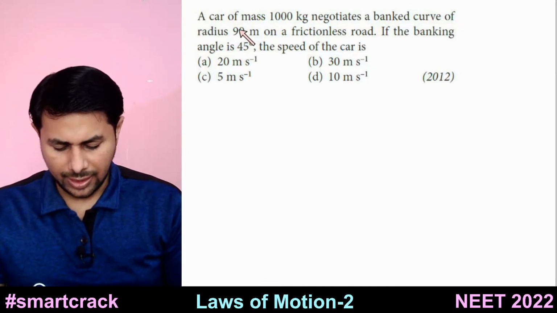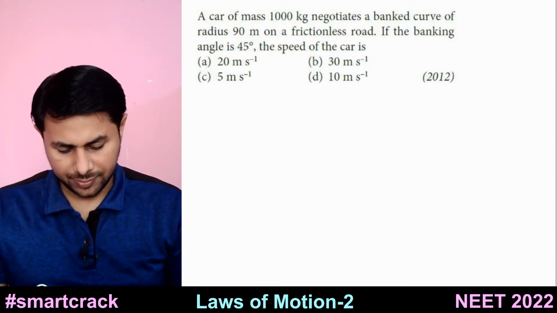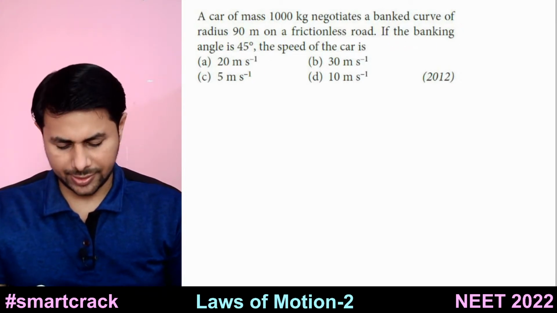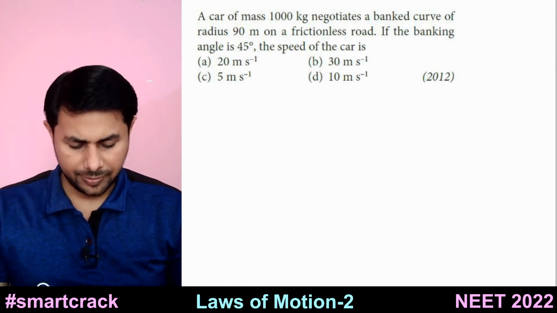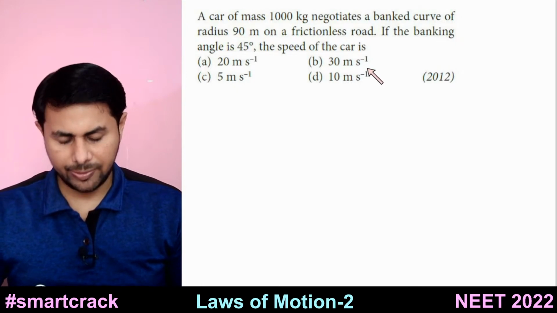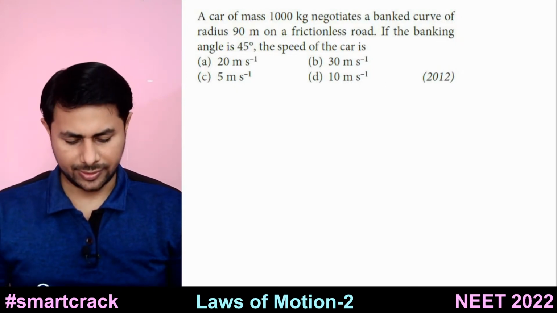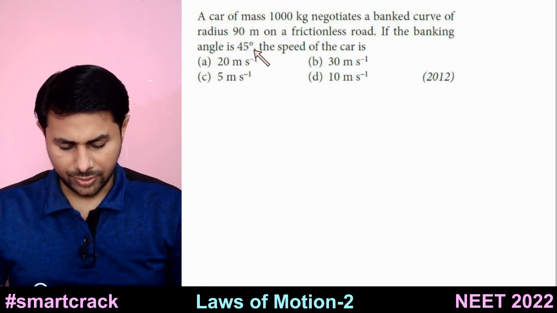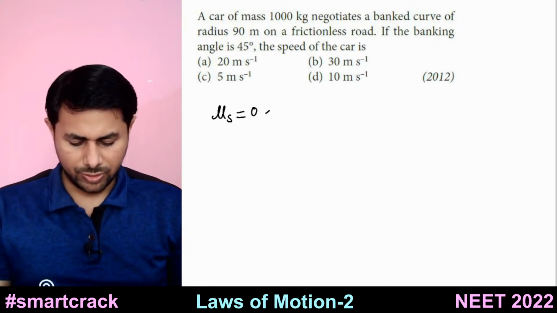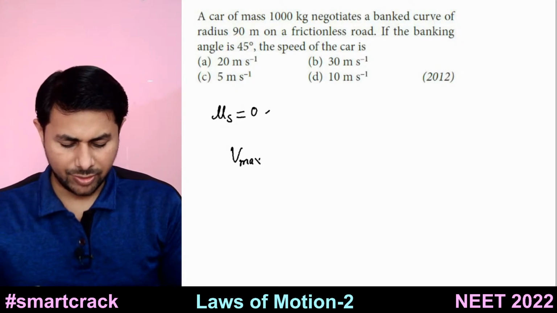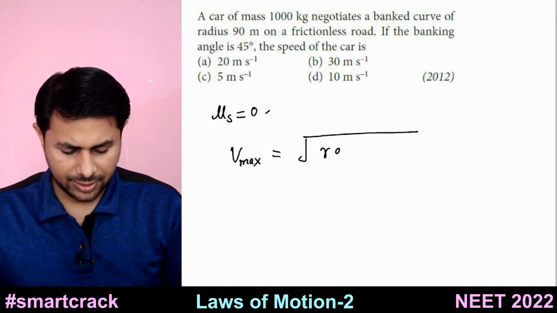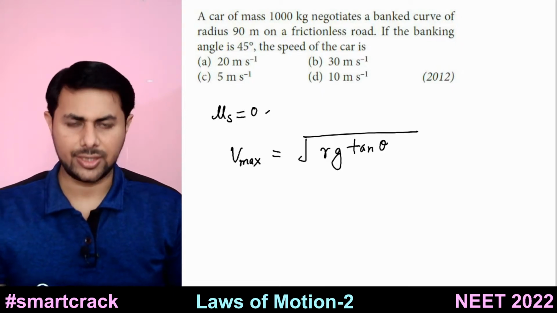A car of mass 1000 kg negotiates a banked curve of radius 90 meters on a frictionless road. If the banking angle is 45 degrees, the speed of the car is? This is the question. So the road is frictionless, that means mu s is equal to 0. So which formula for maximum speed do we have to use? It is square root of R g tan theta.